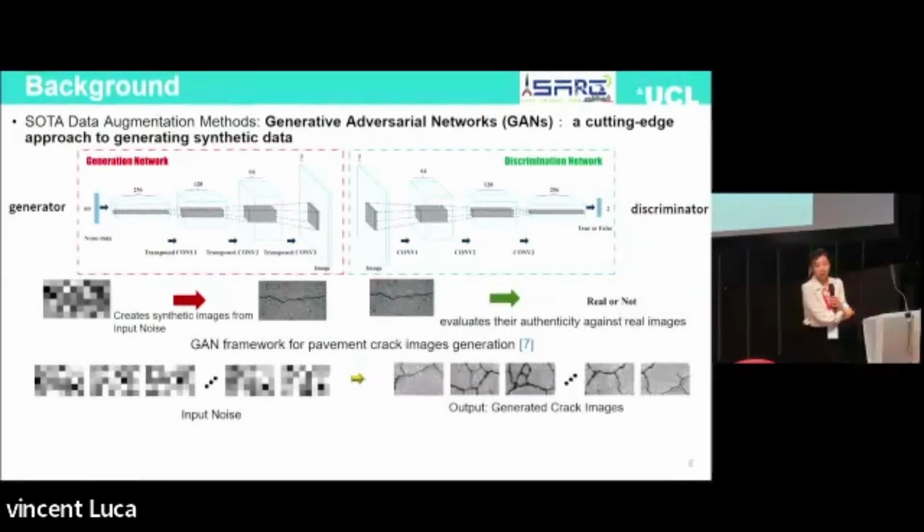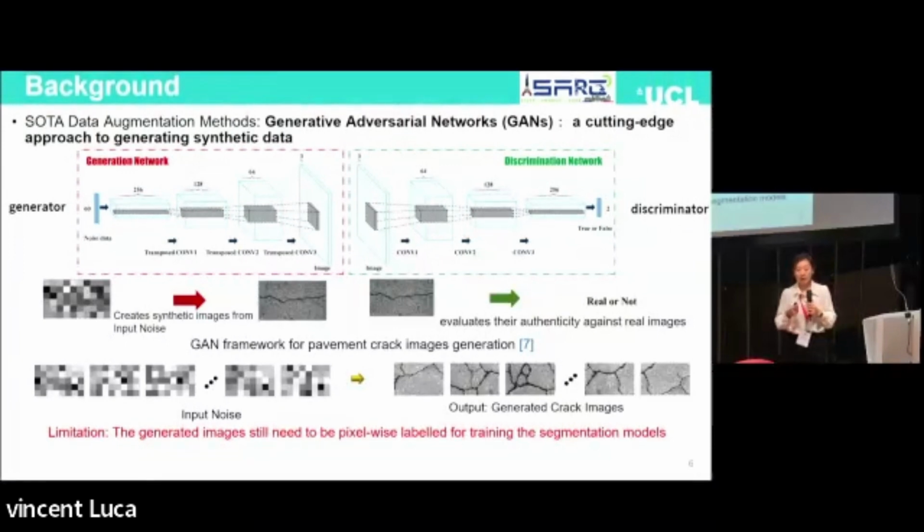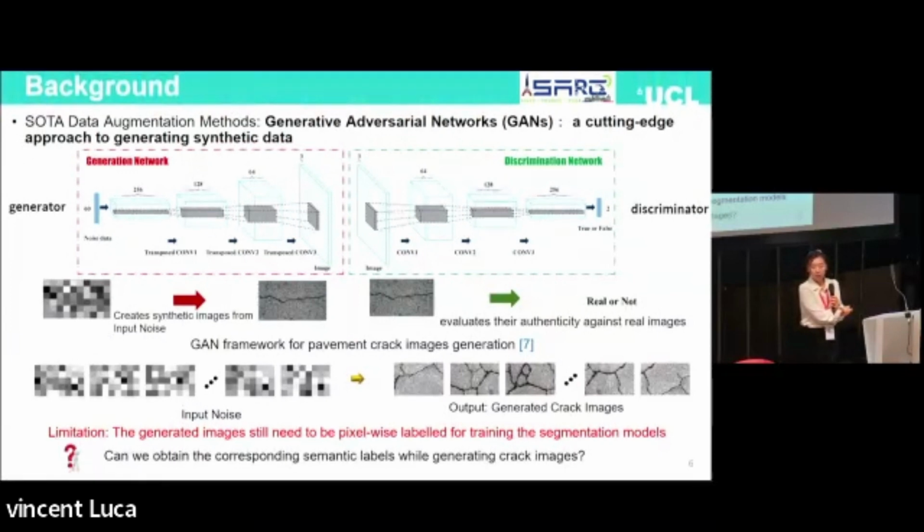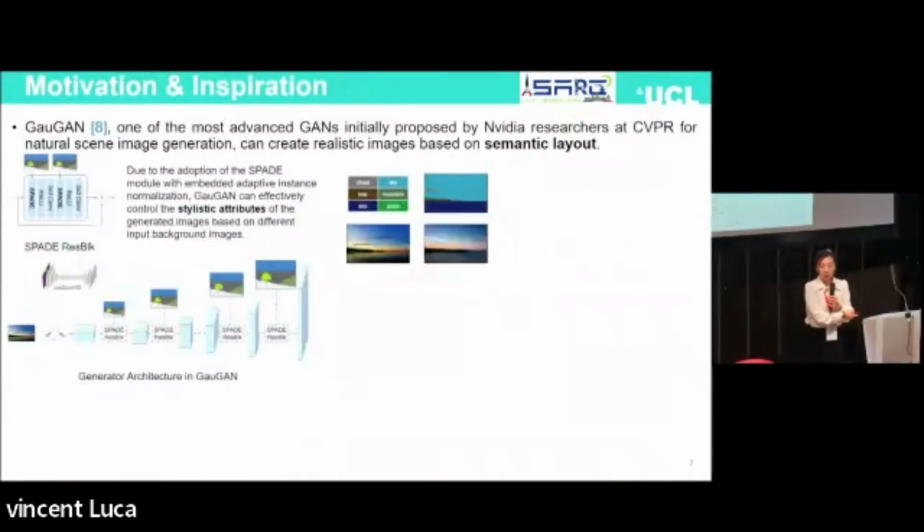So we can see we put in the noise data and we get the generated crack images. However, this solution also has a limitation. The generated images still need to be pixel-wise labeled for training the segmentation method. So we still have to label them. So afterwards, we thought: can we obtain the corresponding semantic labels as well as generate the crack images at the same time?